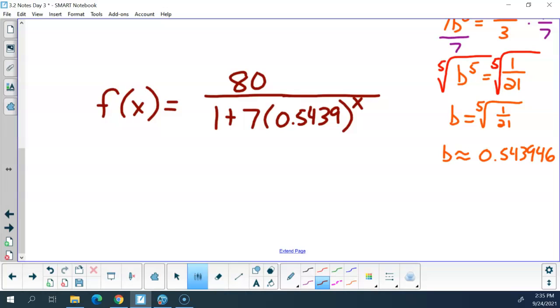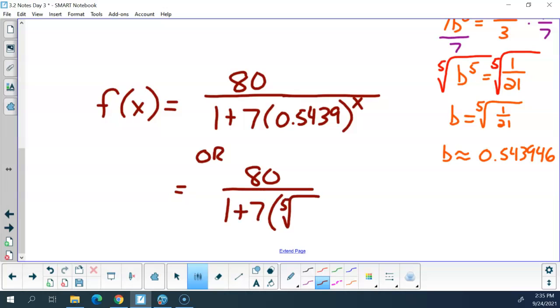Or like that, to the x power. Or 80 over 1 plus 7 times the 5th root of 1/20, or 1/21st. Yeah. Love it. Good times.